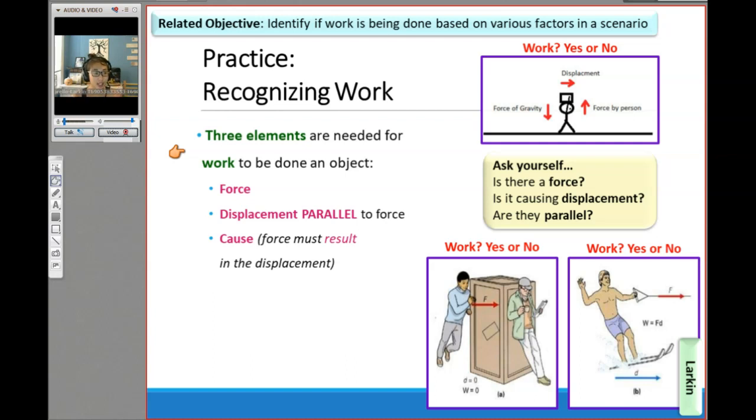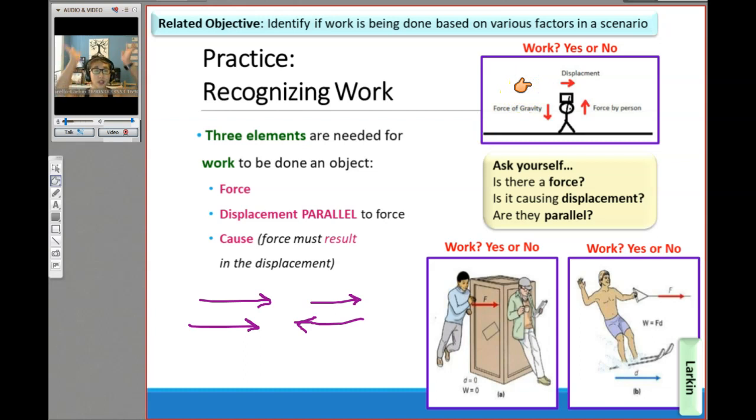So we need to be causing a displacement, and the displacement must be parallel. Again, thinking parallel means that the lines are either going in the same direction or they're going in the opposite direction. As long as they are parallel, that means work is being done. Let's go ahead and take a look at this first example.